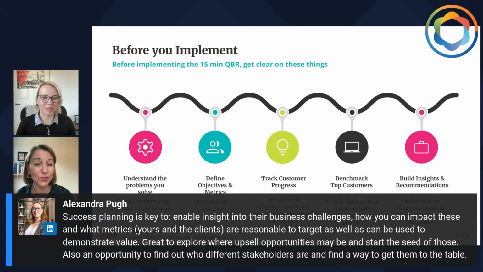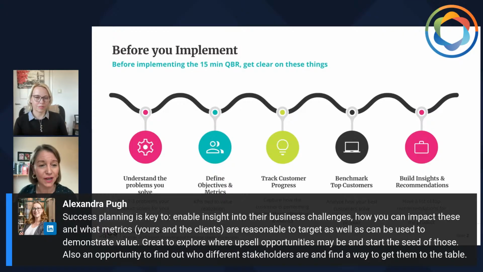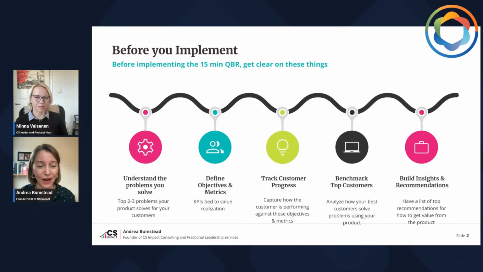So the next one is you want to be able to track it. You want to be able to track your customers' progress. So once you understand the problem you're looking to solve, you have metrics and a way to quantify that, you want to be tracking that. And this is where you can use a number of different platforms to track it, but you do want to be keeping track of the value that your customers are getting, how they're hitting those objectives or KPIs.